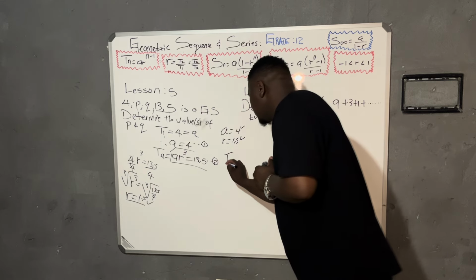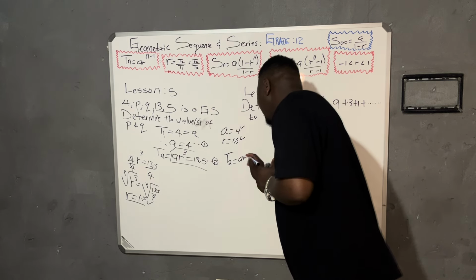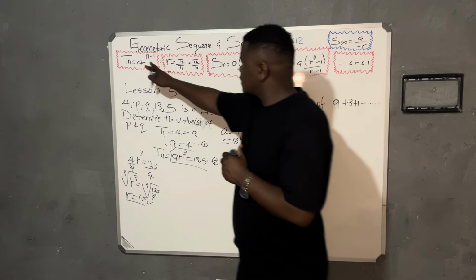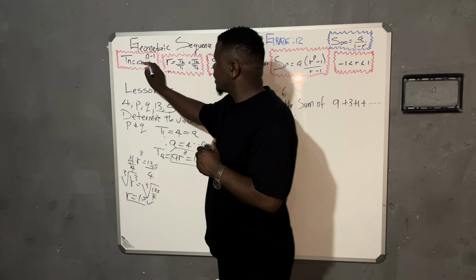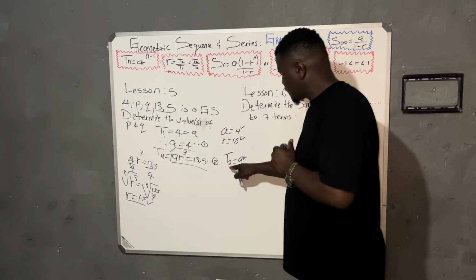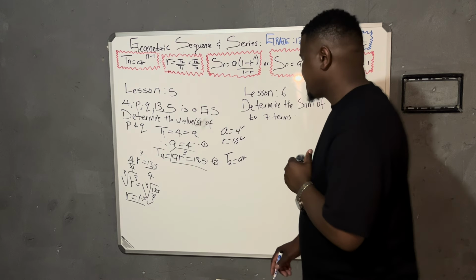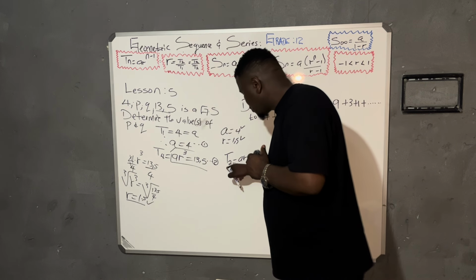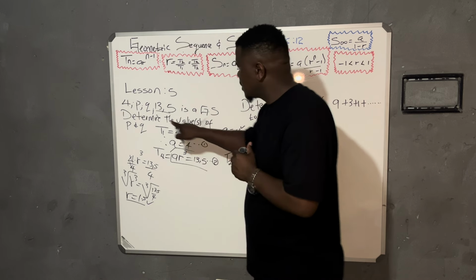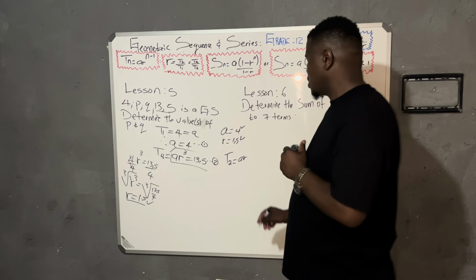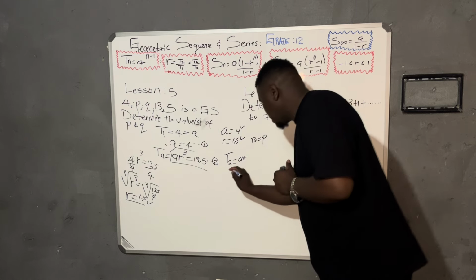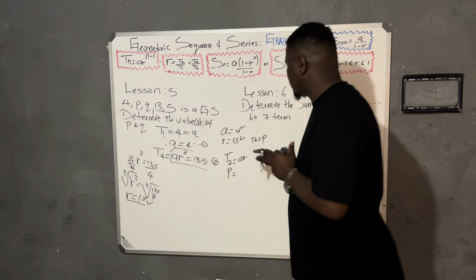So T2 equals AR. Term number 2, according to this, if I put 2 here, 2 minus 1 is just 1, so I don't have to indicate that. Term number 2 is actually AR. But what is term number 2? It's P. P is in the position of term 2. So basically T2 is equivalent to P. When there is T2, let's put P. There's my P. I'm trying to find P.